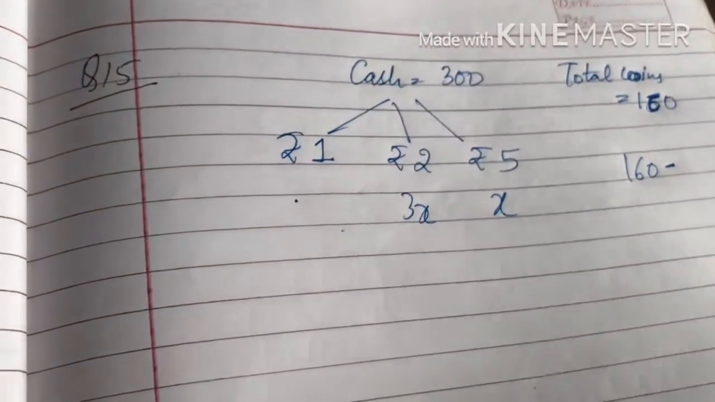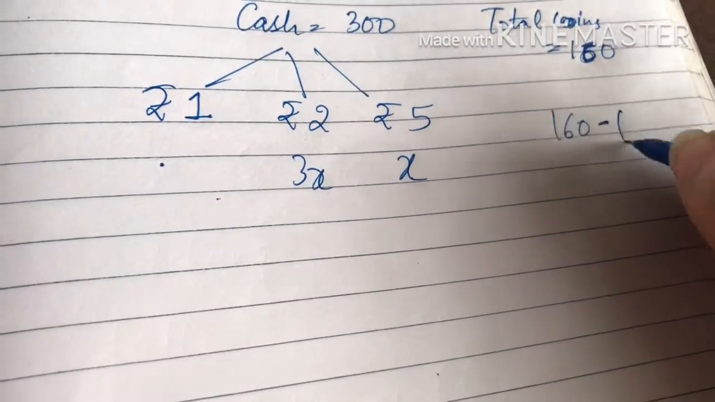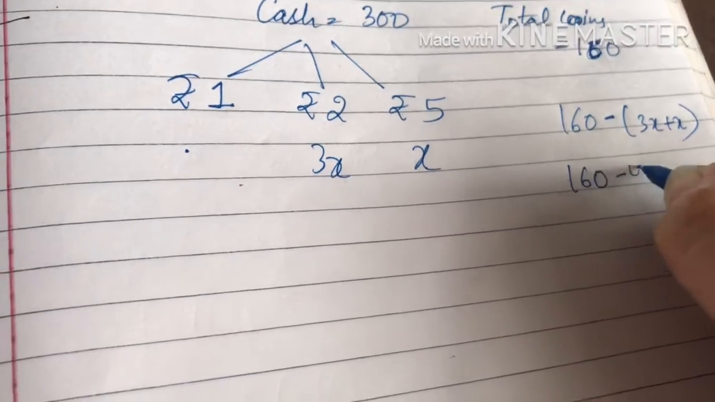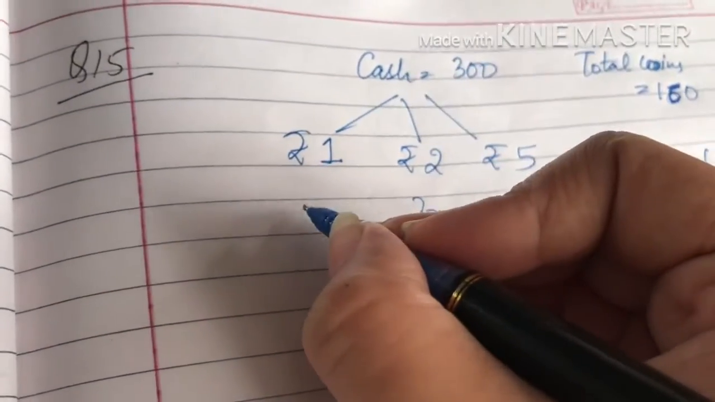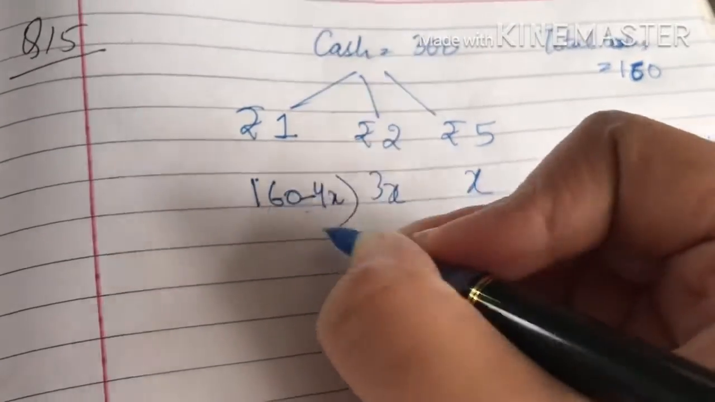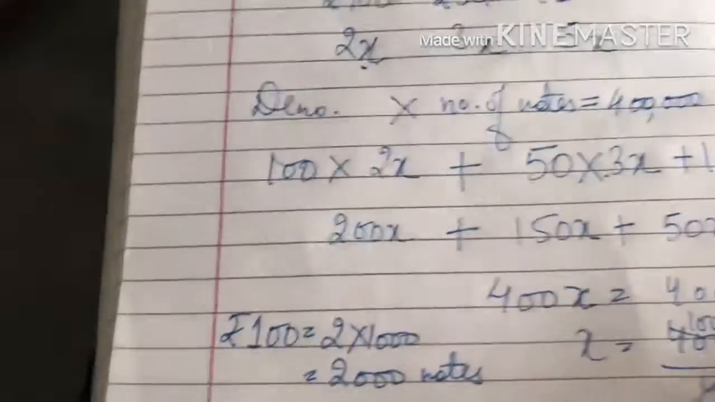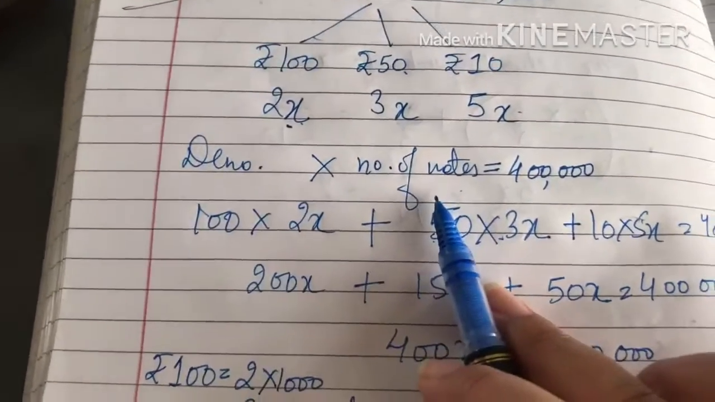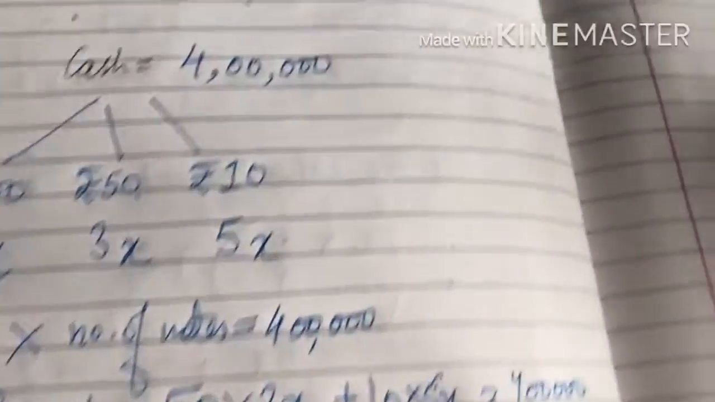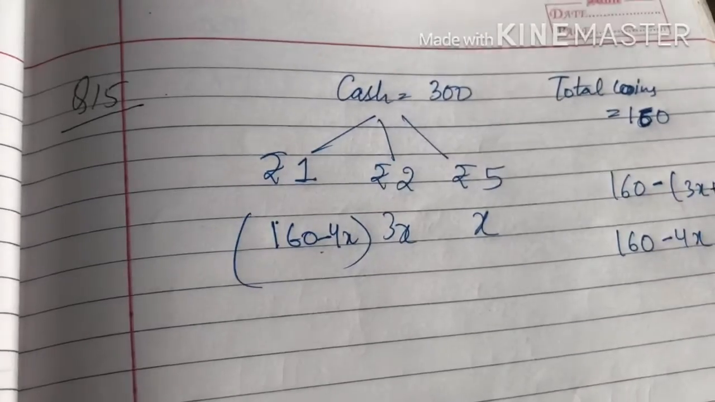Rupee 1 coin. So from 160, just minus 3x plus x, so 160 minus 4x. So the rupee 1 coins are 160 minus 4x. Now same way, we will multiply the denomination with the number of coins, and the total cash is 300 rupees, and like this you will solve it.